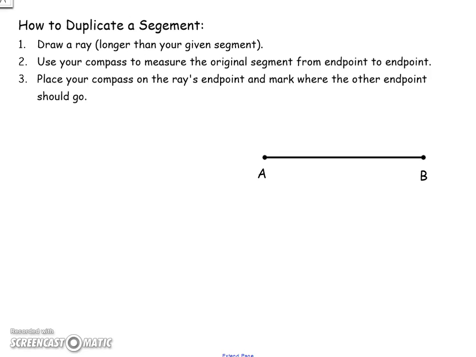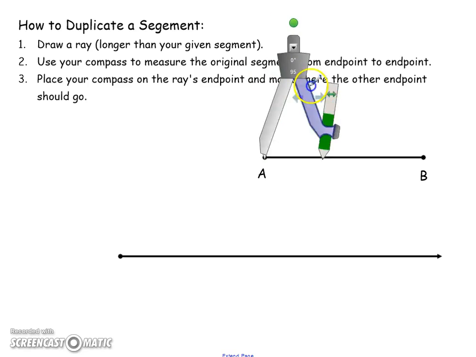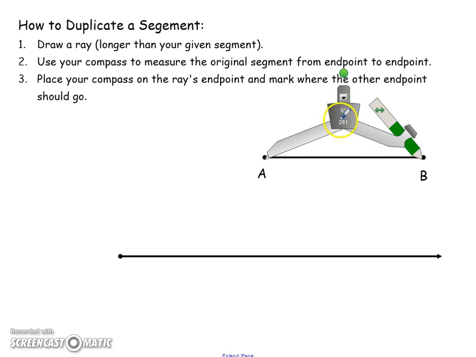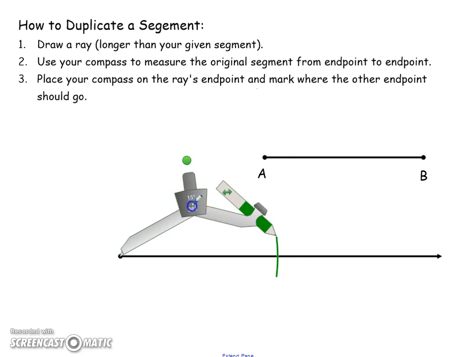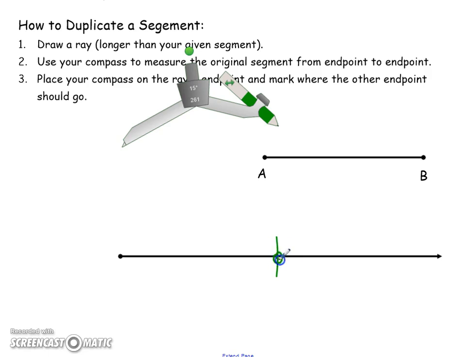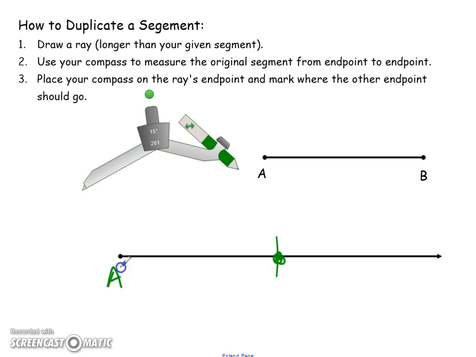So duplicating a segment requires that you first draw a ray. I've been provided with a segment here, but I want to make sure my ray is longer than that so I have extra room. Then I'm going to take my compass and place it from endpoint to endpoint. And I'm going to transfer that same size down to my ray, starting on the endpoint and making a mark. And this mark is where my other endpoint would be. So this would be A prime and B prime. And they would be identical in length, so I could put hash marks.